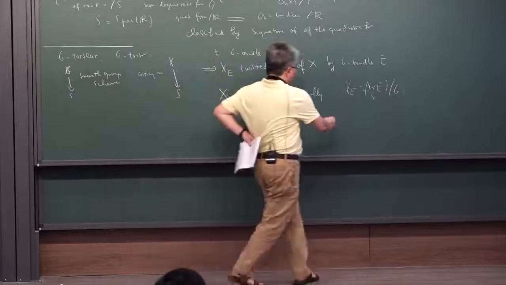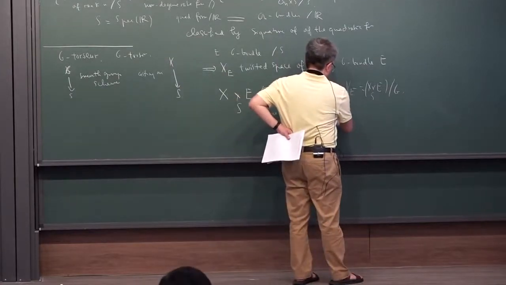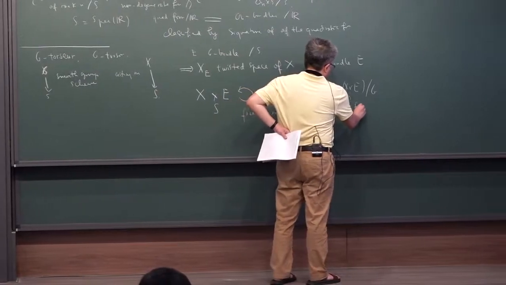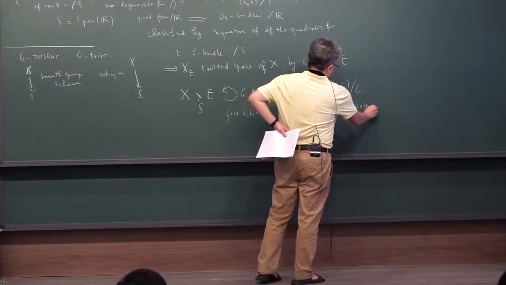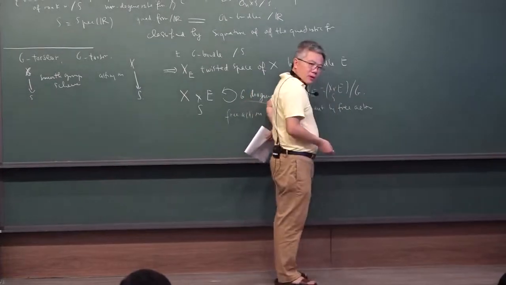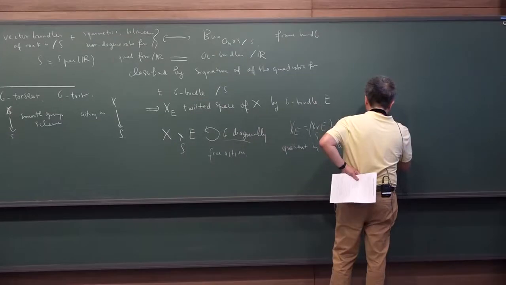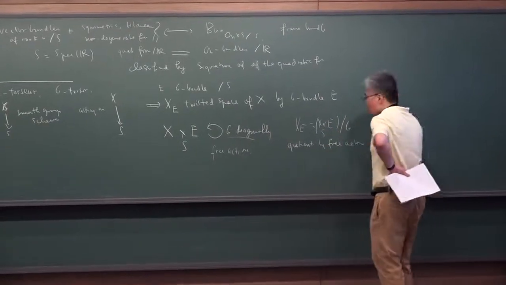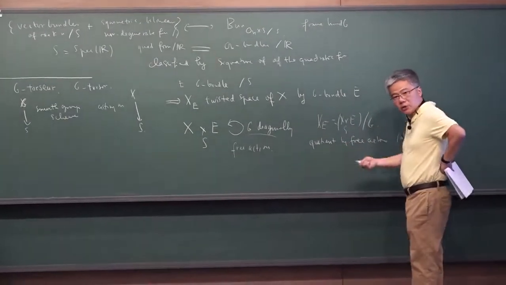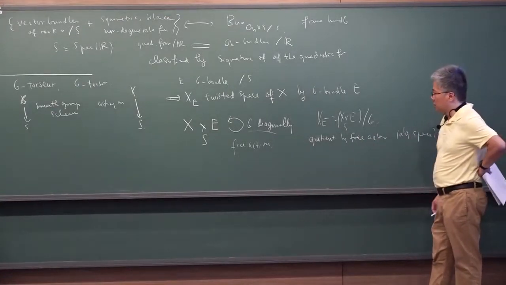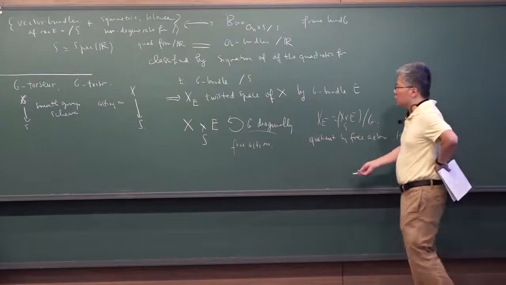So every time when you have X with a free action, you have a quotient. The principle is that the quotient by a free action is always, it's not a scheme, but always an algebraic space. I don't want to define this, but we really need to capture all these things. But in many situations, it is a scheme.